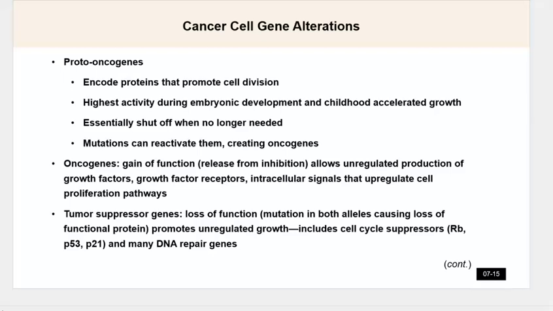The second significant gene we have to talk about that affects cancer cell creation is the tumor suppressor gene. This one causes loss of function. A mutation in both alleles causes loss of functional protein, which promotes unregulated growth. These include cell cycle suppressors and many DNA repair genes. So the term tumor suppressor genes is kind of a larger umbrella. Many protective genes encode proteins that inhibit uncontrolled cell division and do the surveillance of DNA.